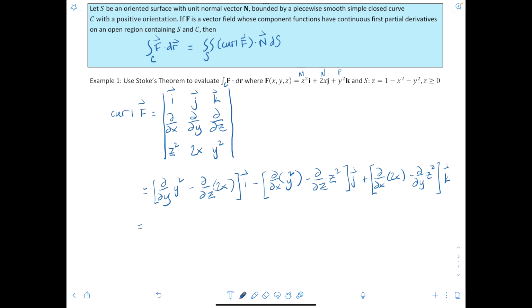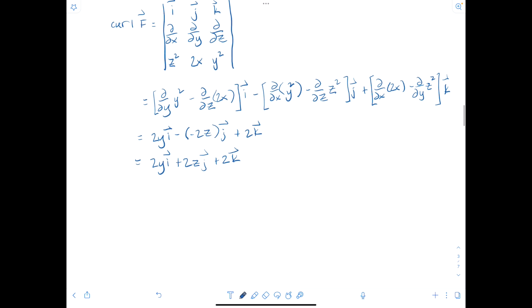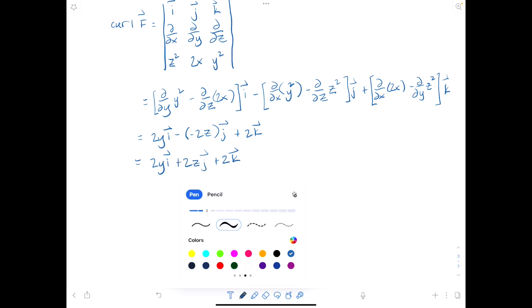All right, so let's see what we get. We'll get 2y times i, minus, this is 0 minus 2z, so minus negative 2z times j, and then plus 2k, which of course is 2y i plus 2z j plus 2k. Good so far? Awesome.